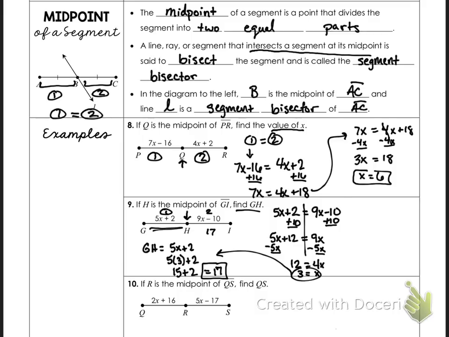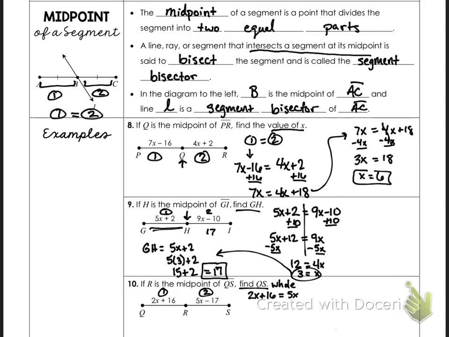Number 10 says R is the midpoint of QS, then find QS, and QS happens to be the whole thing. So again, we have our part 1 and part 2, and we know that we can set this up as part 1 is equal to part 2.